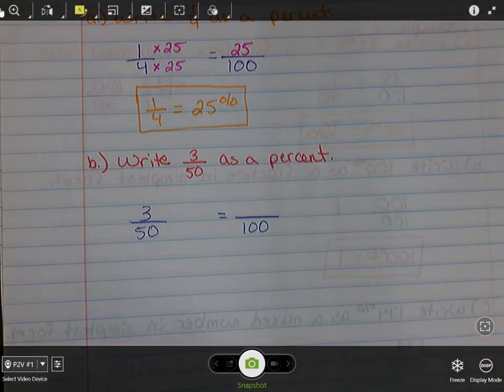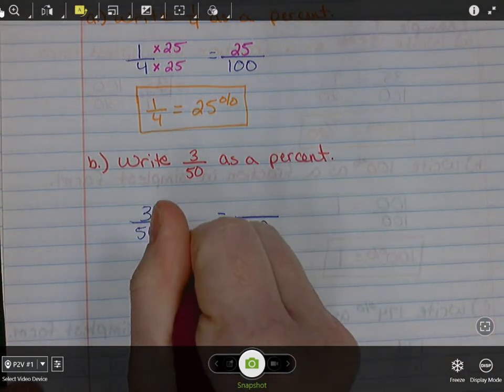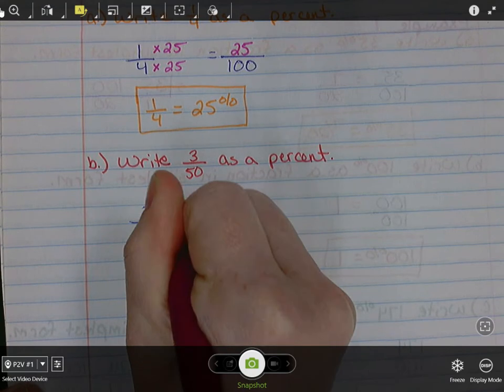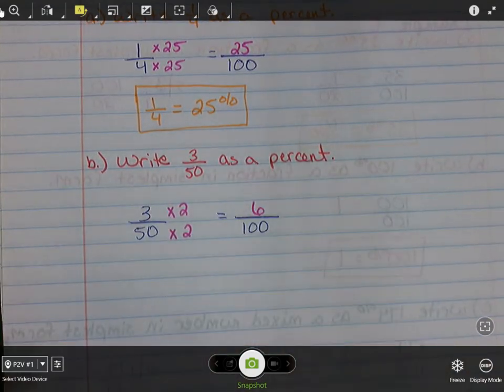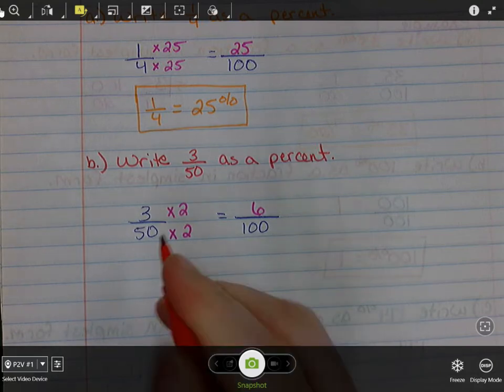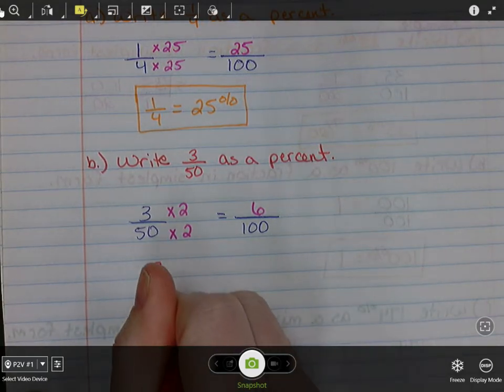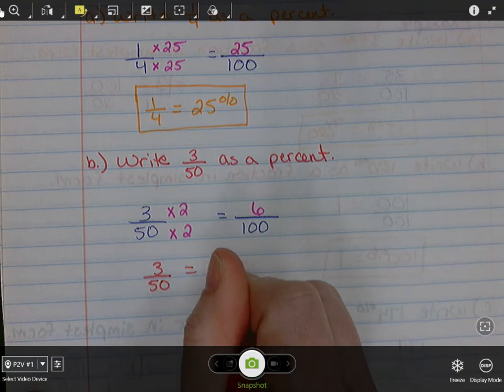So I would need to multiply this by 2. Then I multiply the top by 2 as well. Well, 3 times 2 is 6, so that would be 6 over 100. Okay, so that means that 3/50 is equal to 6%.